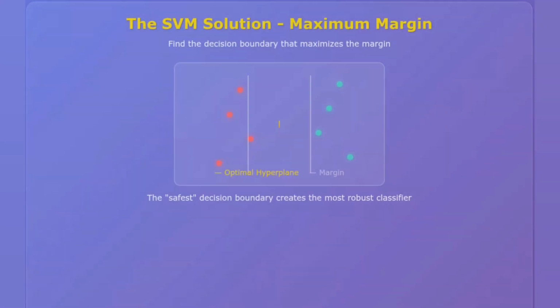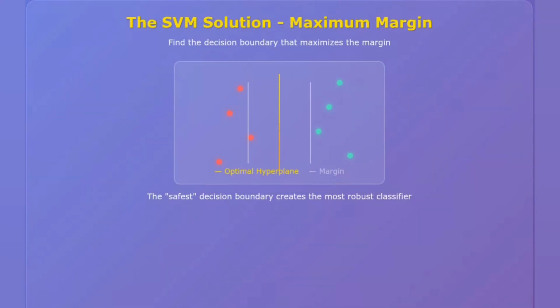SVMs solve this by finding the decision boundary that maximizes the margin, the distance between the boundary and the closest data points from each class. Think of it as finding the safest place to draw your line. The intuition is beautiful. If you maximize the margin, you're creating the most robust classifier possible. This boundary is called the optimal hyperplane, and it's what makes SVMs so powerful.